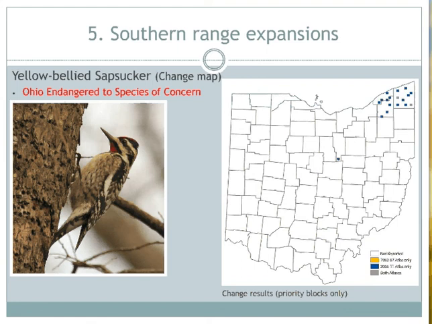Yellow-bellied Sapsucker, for instance, was just documented in two blocks in Ashtabula County during the first atlas. And now we're seeing it in most priority blocks in that small corner of northeastern Ohio. So this is still a small, localized increase, but it shows up really well on the map. So we're seeing a number of individuals.